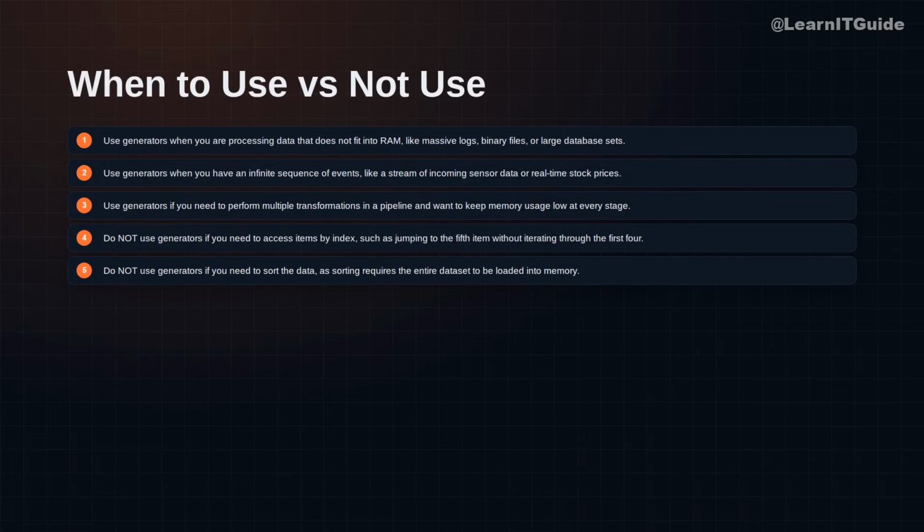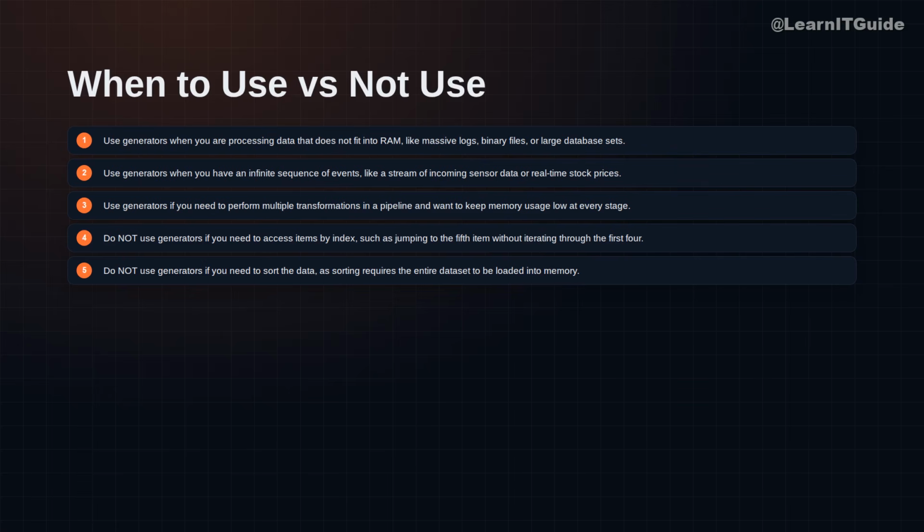So when should you use these? The first point is data volume. If your data is too big for RAM, use a generator. The second point is streaming. If you have an infinite sequence, like sensor data, you have no choice but to use a generator. Third, use them for pipeline transformations to keep memory low.